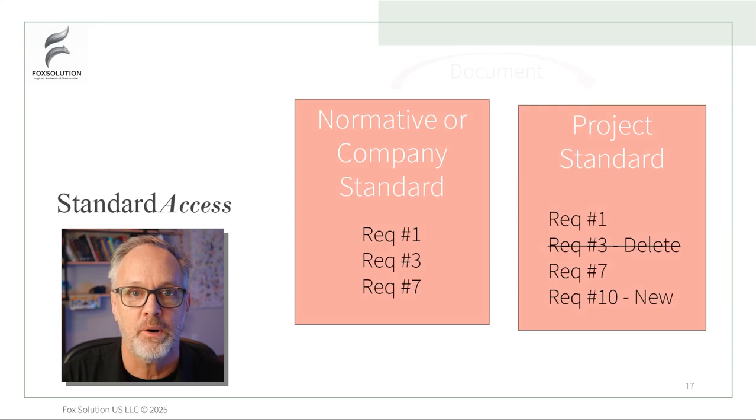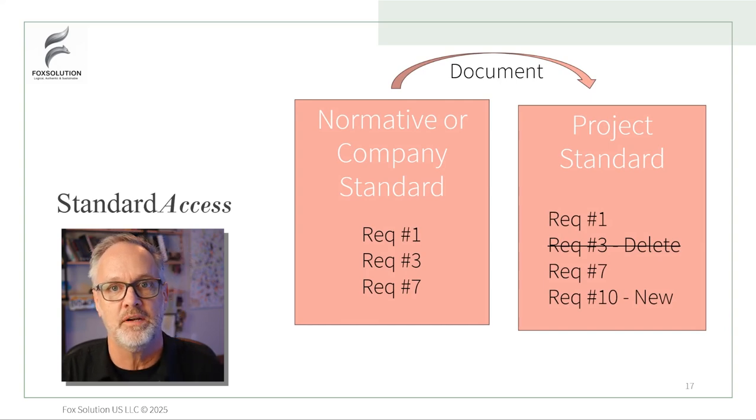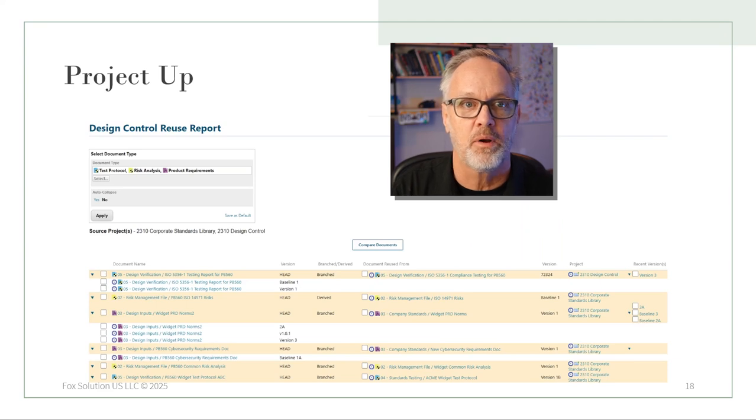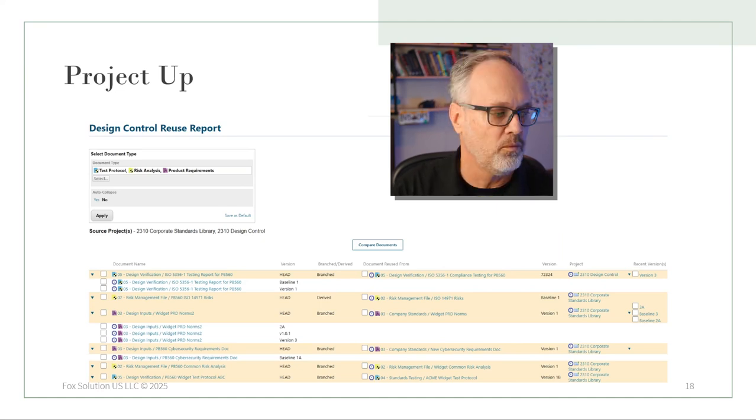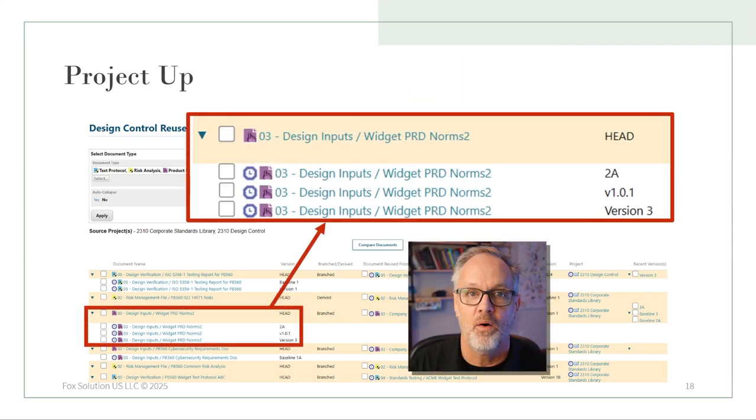Okay, so the last thing is the project standard, and where we're sharing that document. In the last slide, we talked about sharing the document from the normative library down to the project. But in addition to that, we're going to want to look from the project up. So if we have a report that shows all of the documents that have been shared from the normative library, not only that, but where and what revision they were shared from, as I was just talking about a minute ago.